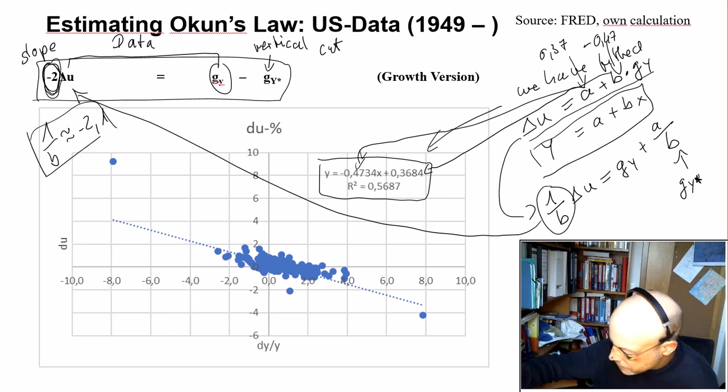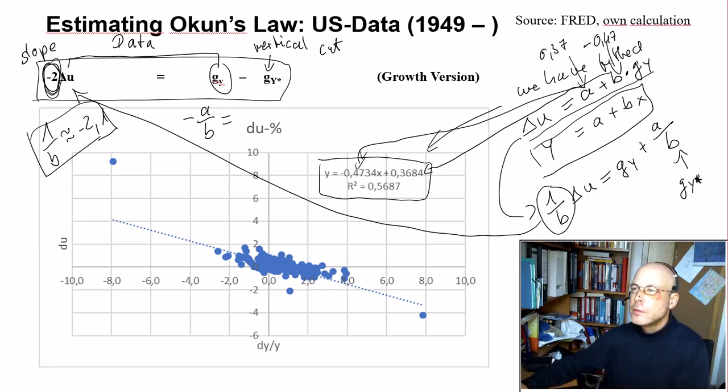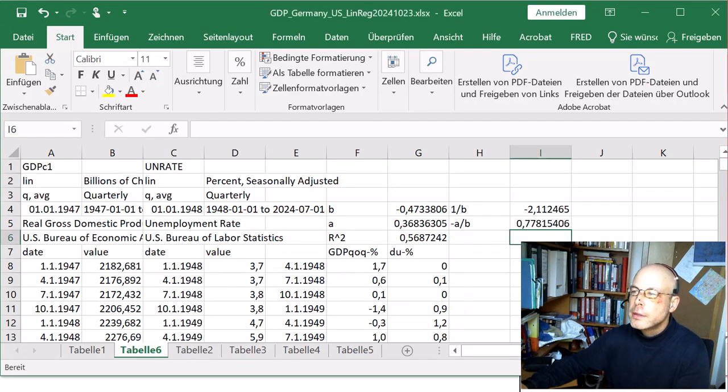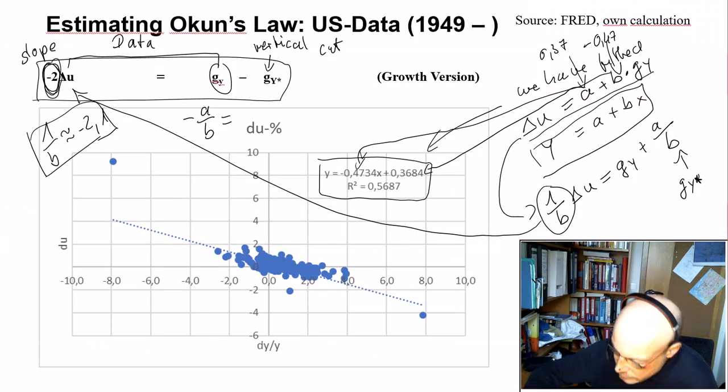And what else do we have? 1 minus a over b. This was 0.8 roughly, I think, yeah, roughly 0.8.